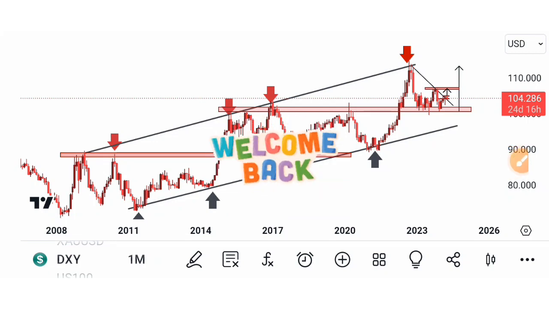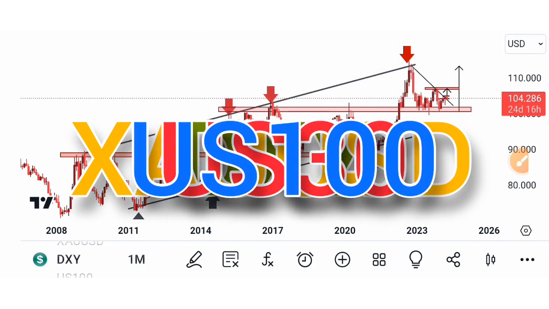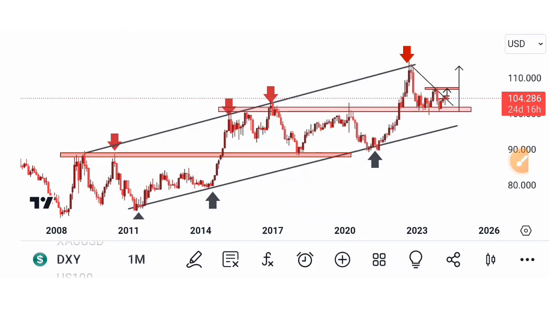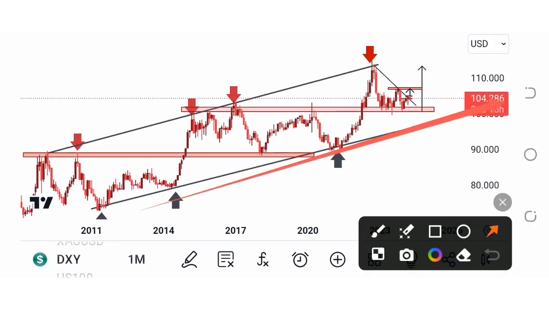It's that time of the week where I do the weekly analysis, and today I'll be analyzing the dollar index, gold, US30 and US100. As you can see in front of us, we have the dollar index, and I'm currently bullish on this particular instrument. To explain why, it's simply because we are in a bullish trend.